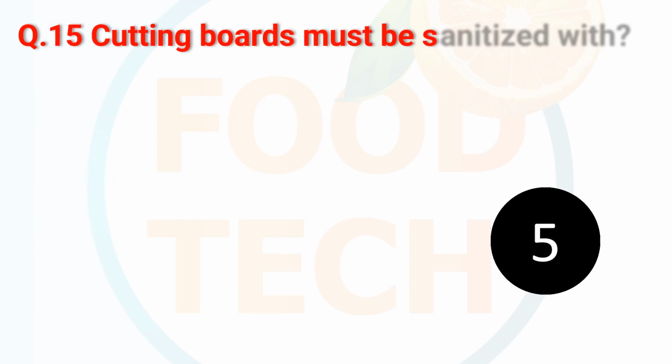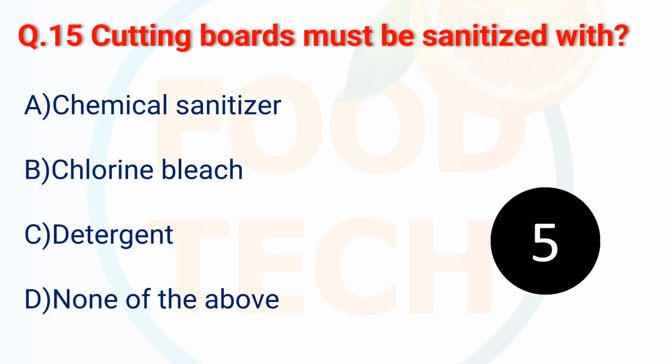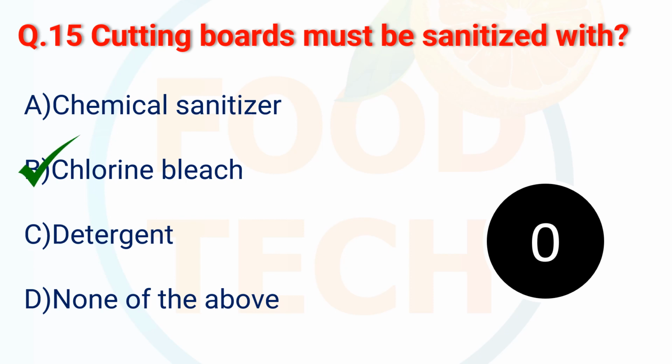Question 15. Cutting board must be sanitized with A. a chemical sanitizer, B. Chlorine bleach, C. Detergent, D. None of the above. The answer is B. Chlorine bleach.